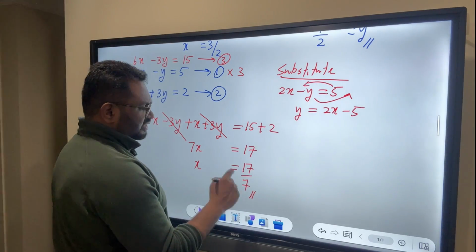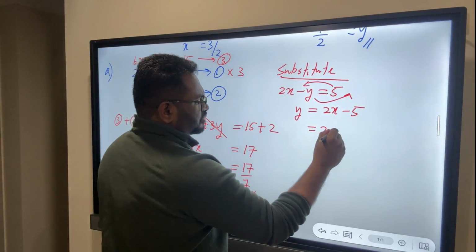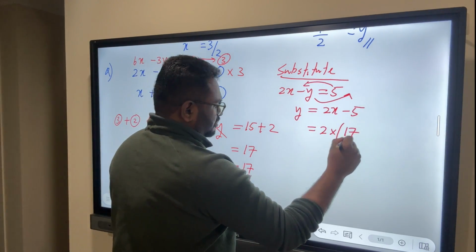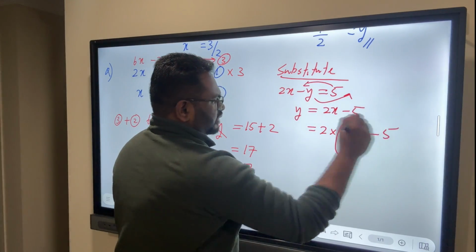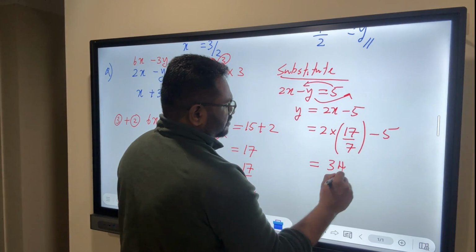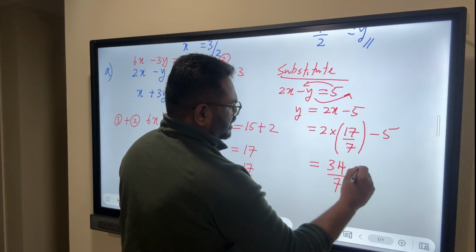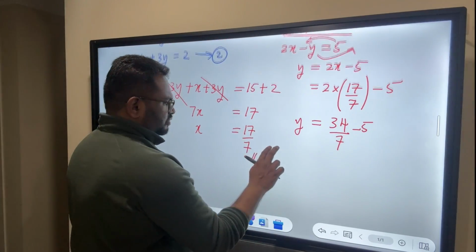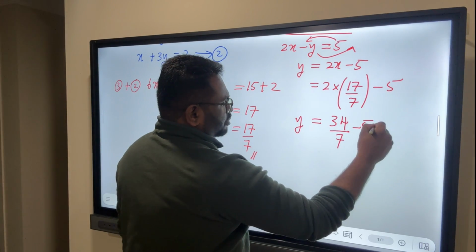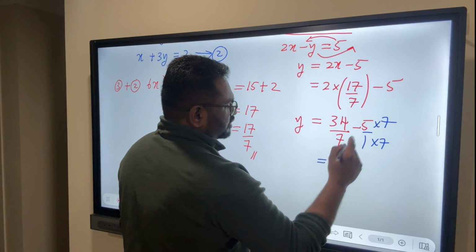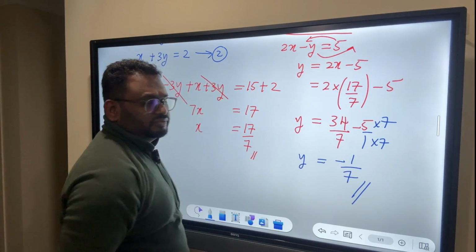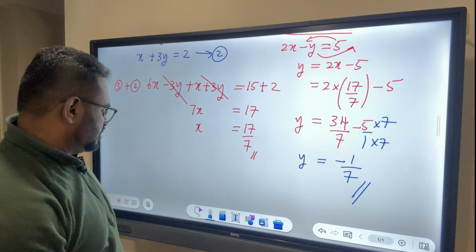So now my x is 17 divided by 7, so I'm going to substitute. Remember, when we substitute, it is safe to substitute with a bracket and then do that. So now you can see it's going to be 34 divided by 7 minus 5, and that would be y. So now you are going to take the common denominator, and it's going to be 35. So it's going to be minus 1 divided by 7, and that would be your y value. So that's how we do those kind of questions.